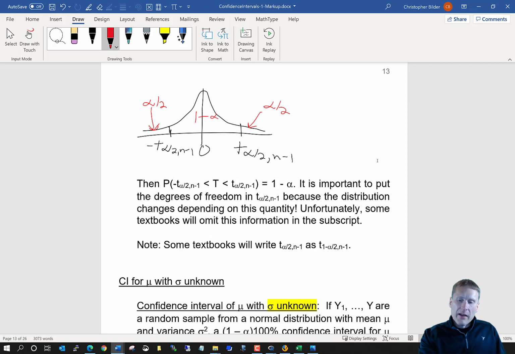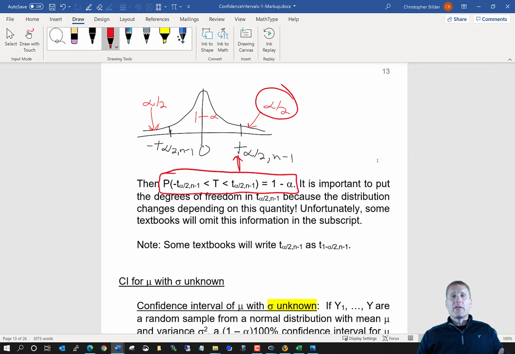We are finding what number relative to a t-distribution has an area of alpha divided by 2 to the right of it. We can then write, for example, a statement like this. The probability a random variable t is between the negative of this quantile and the positive of this quantile is 1 minus alpha.